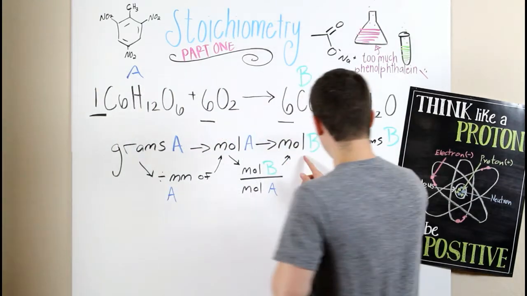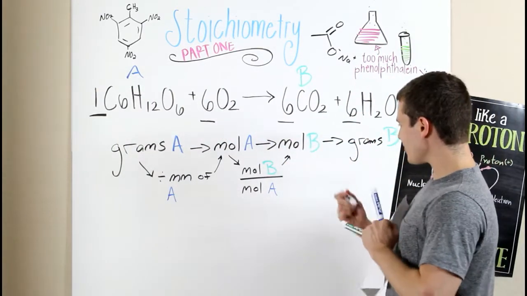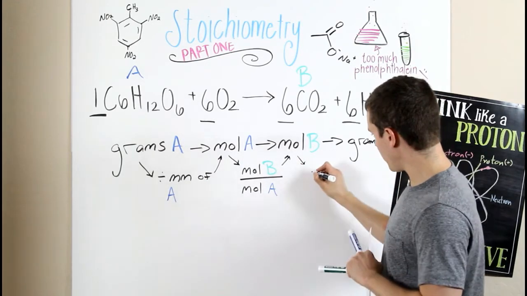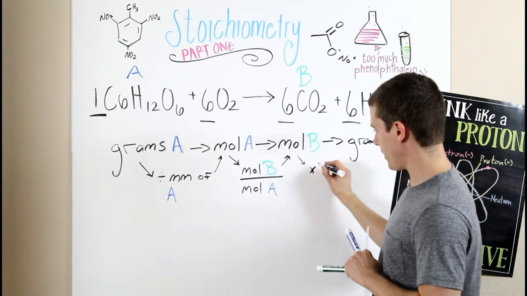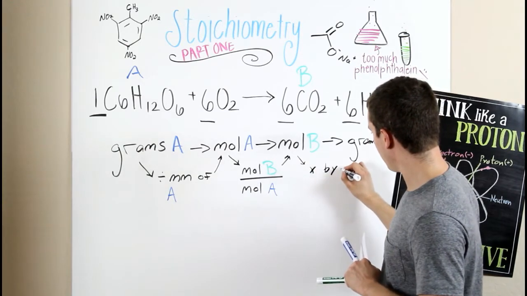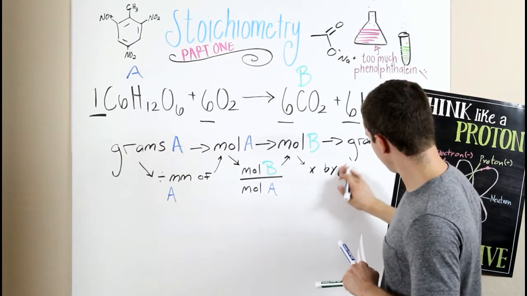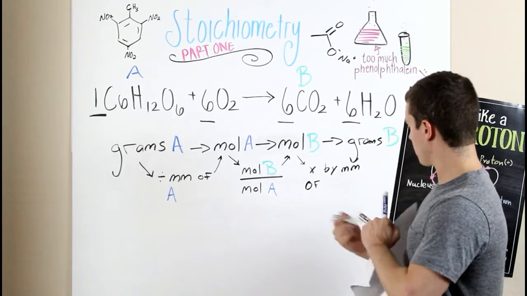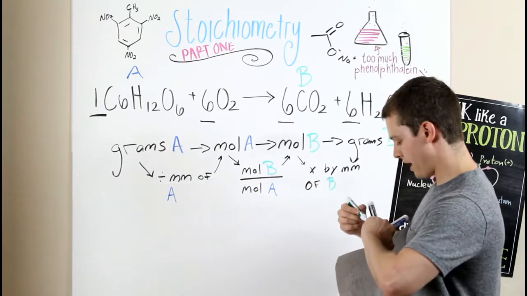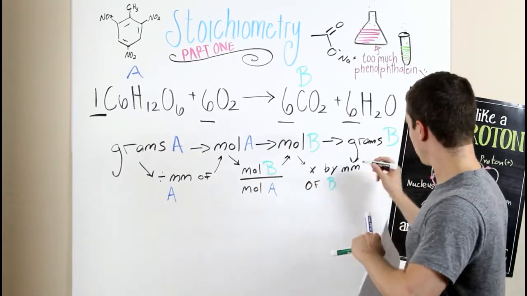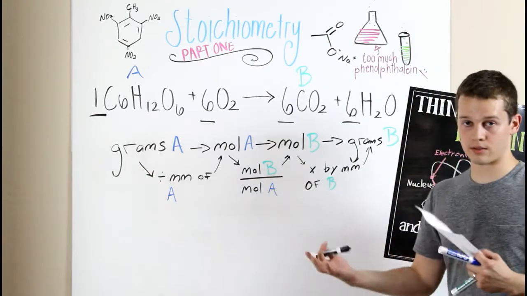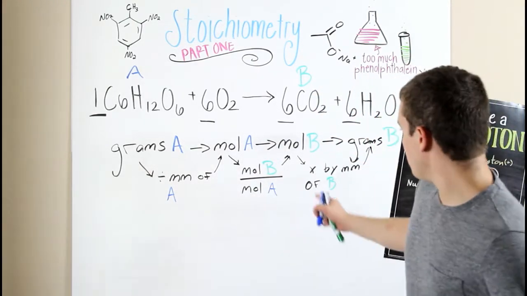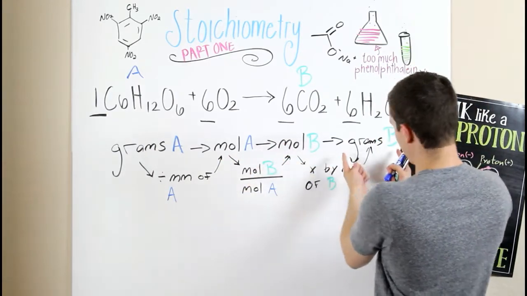Now, going from moles of B to grams of B, all we need to do here is the opposite of what we did at the very beginning. And we want to multiply, which is this little x here, multiply by the molar mass of B. And that will get us to our final answer.